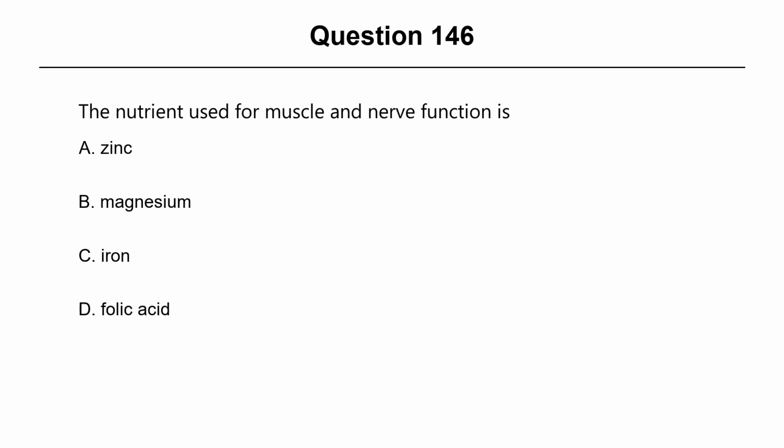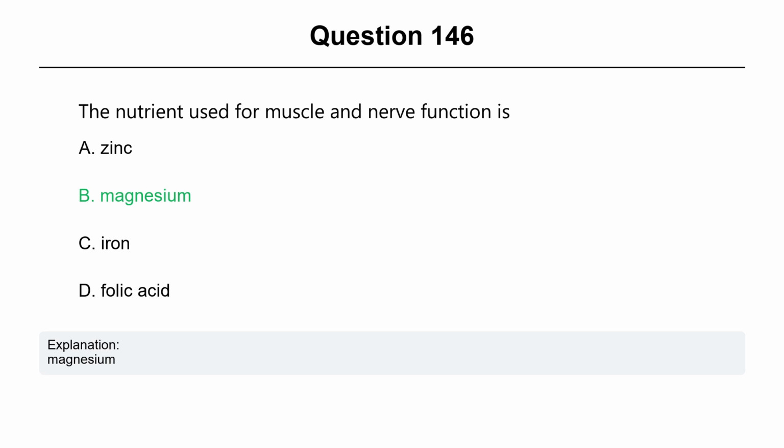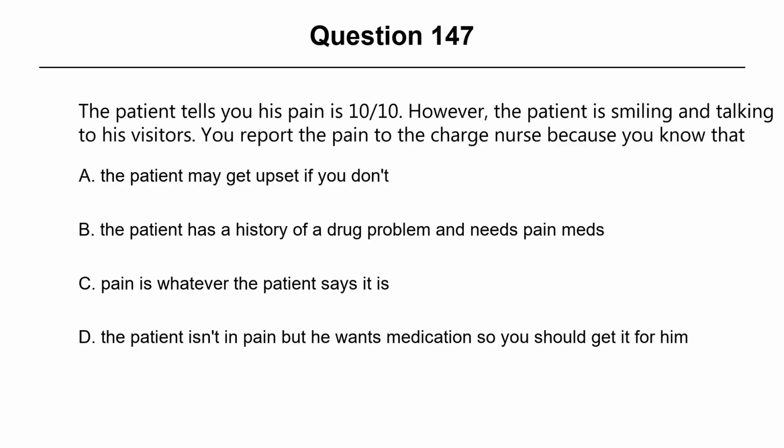Question 146. The nutrient used for muscle and nerve function is: Option A, zinc. Option B, magnesium. Option C, iron. Option D, folic acid. The correct answer is option B, magnesium.